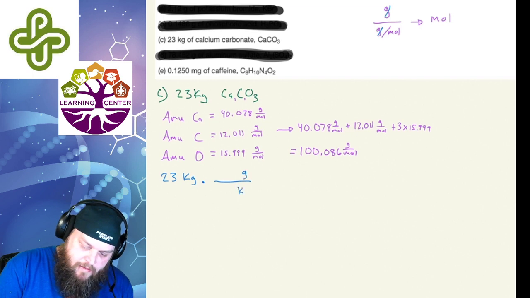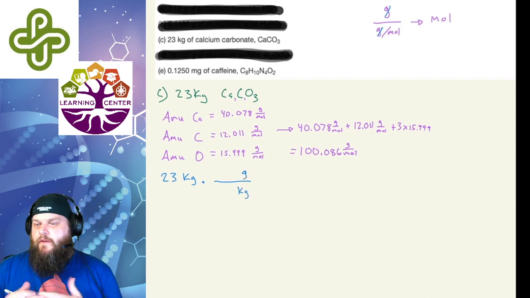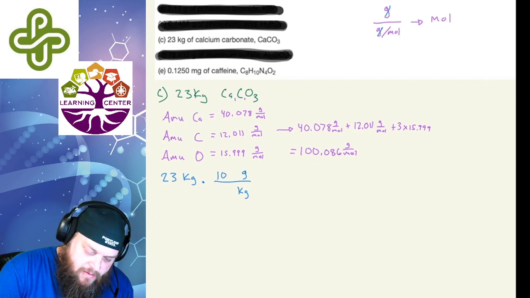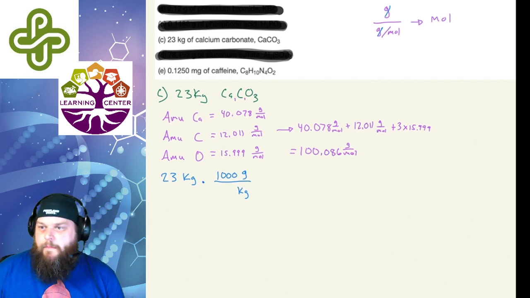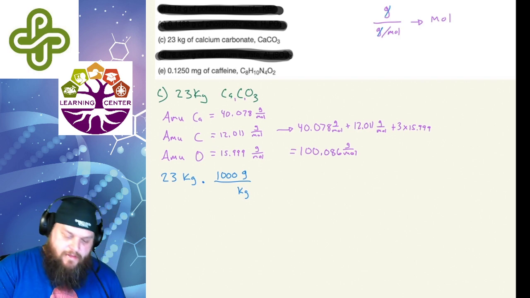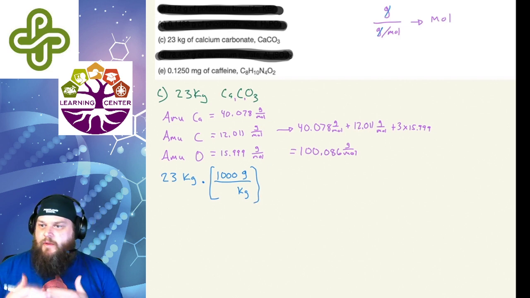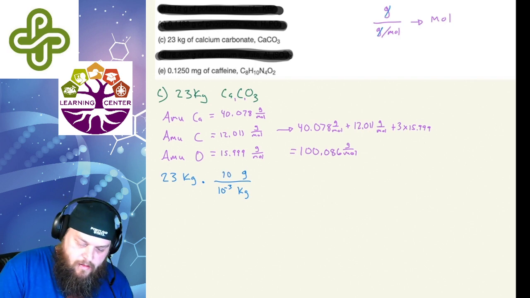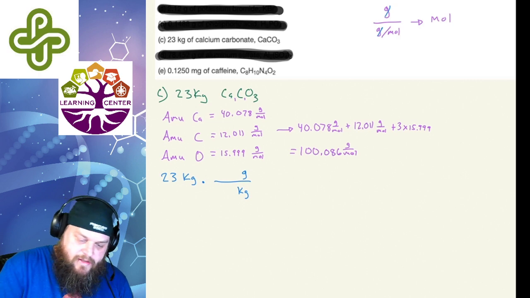I need to put kilograms on the bottom, and I need that ratio for conversion. And so we think, how many grams are in a kilogram? There's 1,000 grams in a kilogram. So if you use that, this ratio is really equal to 1 because we have equivalent units there. Another way to write this would be 10 to the negative 3 there, or 10 to the 3 there. Either one of those would work. That's basically the same as saying 1,000. I like to say 1,000 grams.